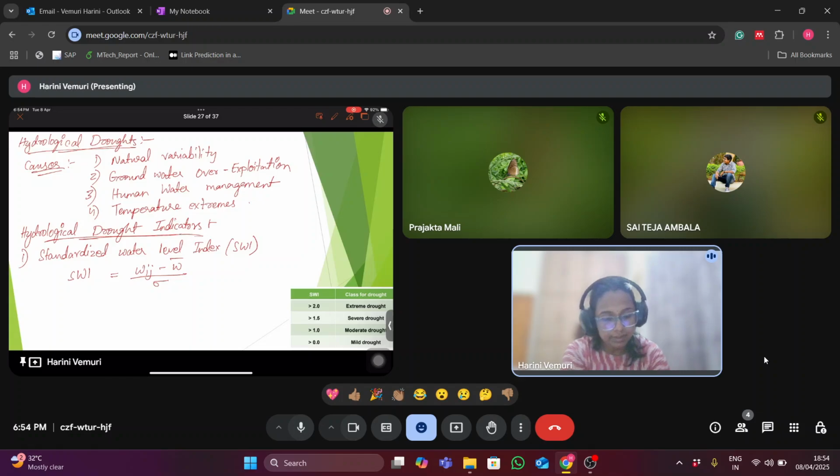Based on the SWI value, we have different classes. If it is greater than 2, then a severe, extreme drought is occurring. If it is between 0 and 1, then a mild drought is occurring. The main advantage of this method is that it can be computed for different time scales, and early warnings of water storage can be given. The main disadvantage is that only groundwater is taken into account when calculating this index.